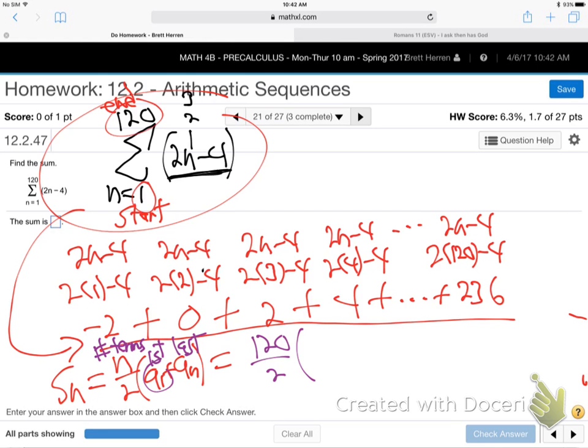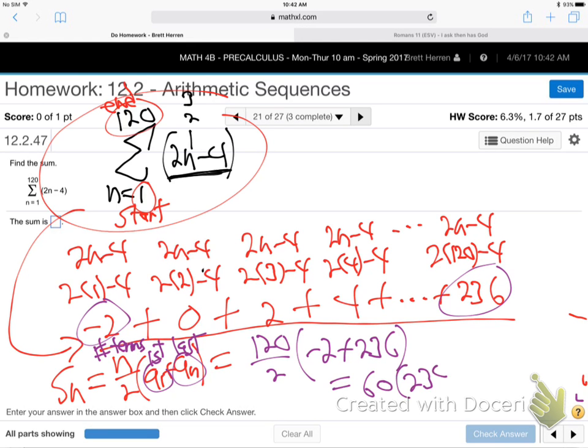What's the first term, A1? Negative 2. What's the last term, An? 236. There it is. Crank it out. What's that? 60 times 234, which is some big number. 14,040? Like that. There it is. Those were all those numbers add up to be. That's what that big Greek symbol is saying.